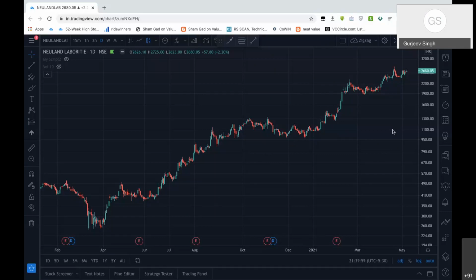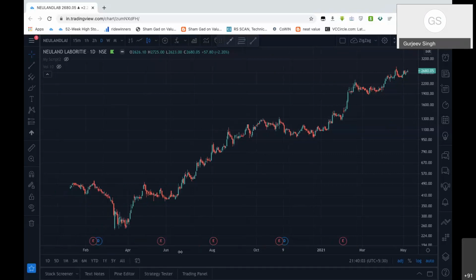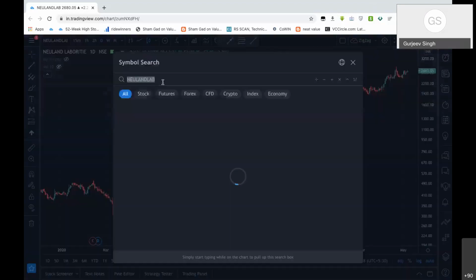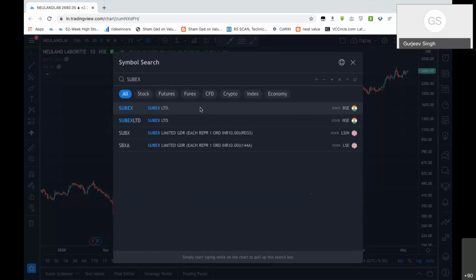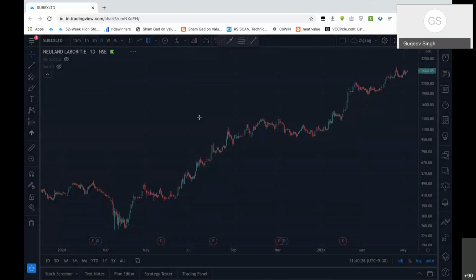Okay. So good evening, everyone. This session is an extension of the session we did last time, which was swing points. So first, let's have a recap. This is a random chart which I have opened, and I can open any company. This is just Newland Laboratories. Last time also we worked on Subex and HFCL, which were the two choices of the participants. So this time also let's take those charts only.